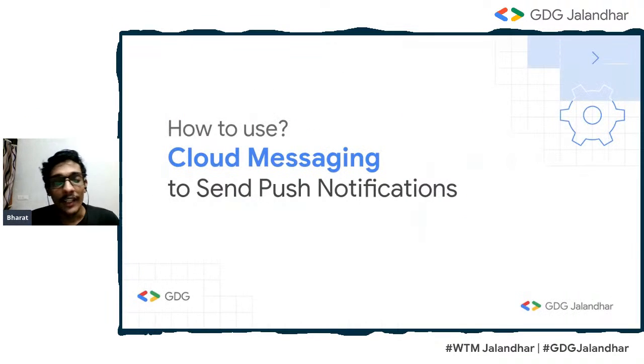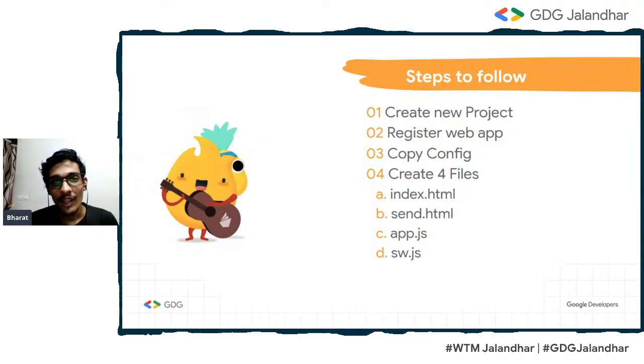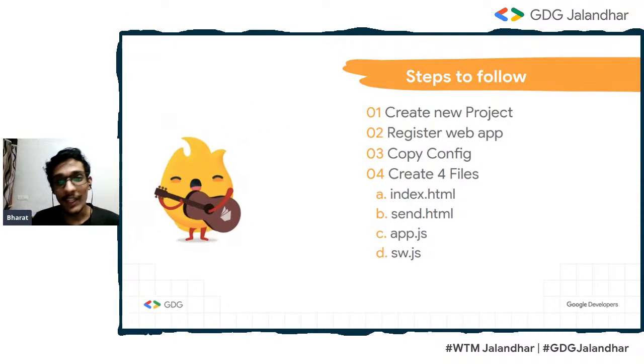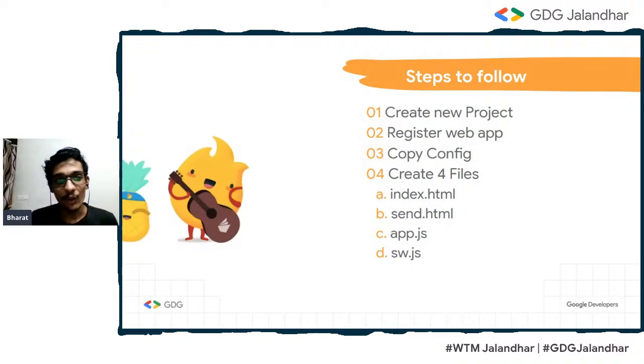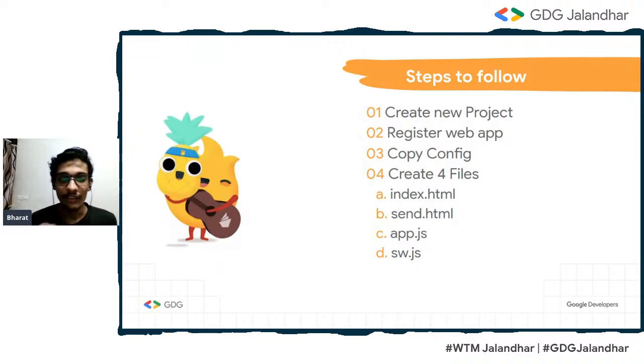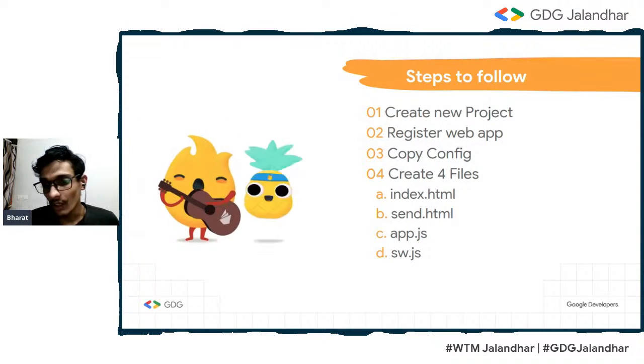Now we'll see how to implement those notifications using Cloud Messaging. Firstly, of course, you should have a Firebase account. Go to console.firebase.google.com or firebase.google.com to sign up and create a project there. Here are the steps we're going to follow to implement our push notification. At last, we'll show you some resources so that you can visit them and take a look yourself at how push notifications work.